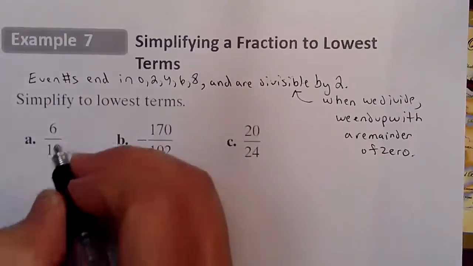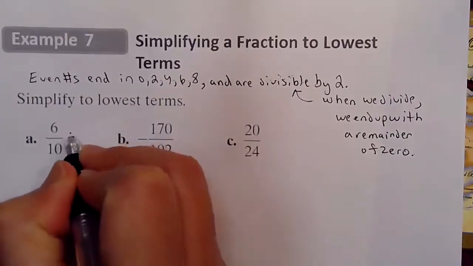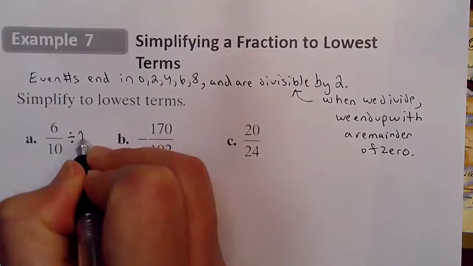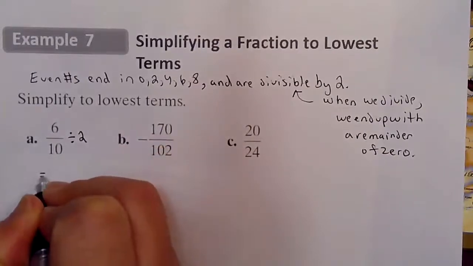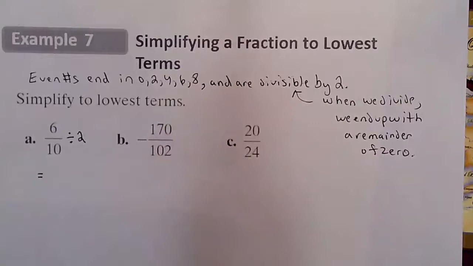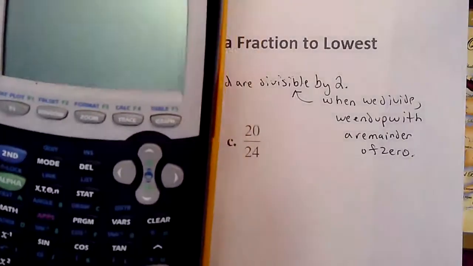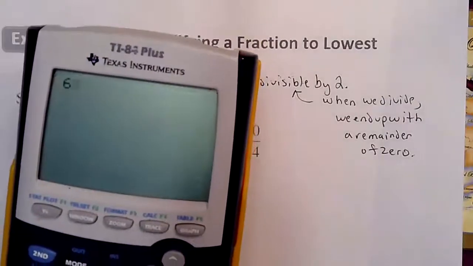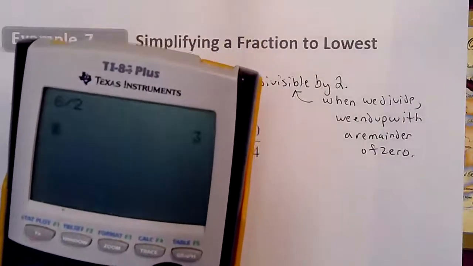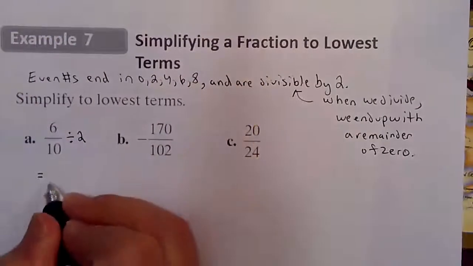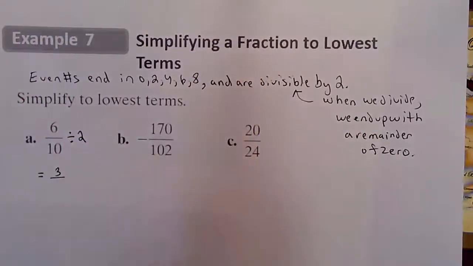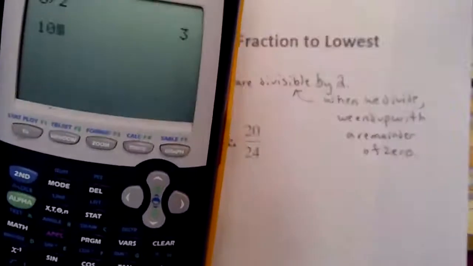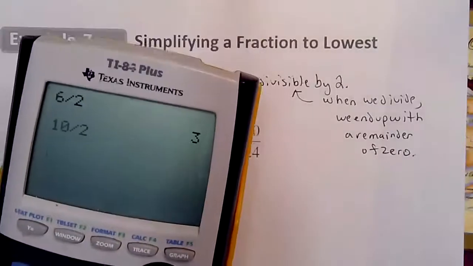So 6 over 10, to show your work, show your teacher that you're going to reduce by 2, the common divisor. 6 divided by 2, you can show that in your calculator, is 3, and 10 divided by 2 is 5.